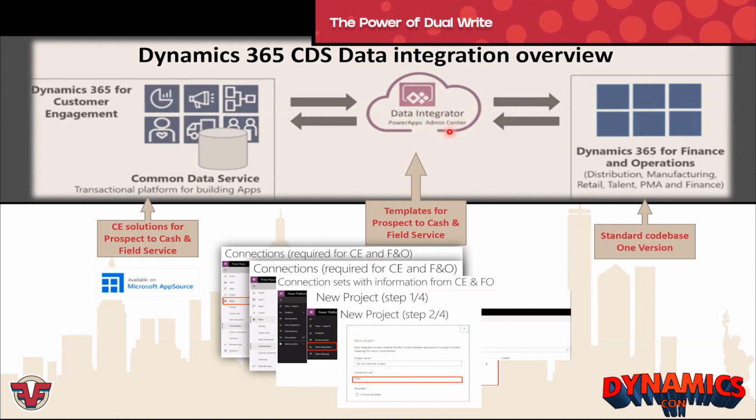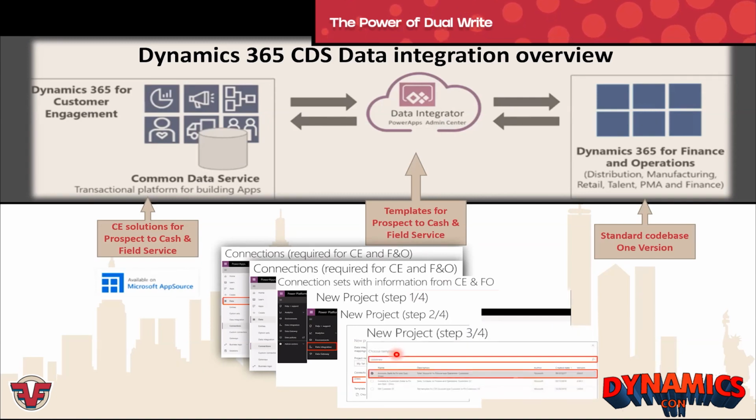That's the reason only the admin user can configure all these templates and projects in the Power Platform. The third step would be the continuation of choosing an out of the box project template here. As you can see, these are the templates. These are the out of the box templates which come as part of the CE solution. When you install the CE solution, either prospect to cash or field services, depending on your requirement, these templates come as part of the solution here.